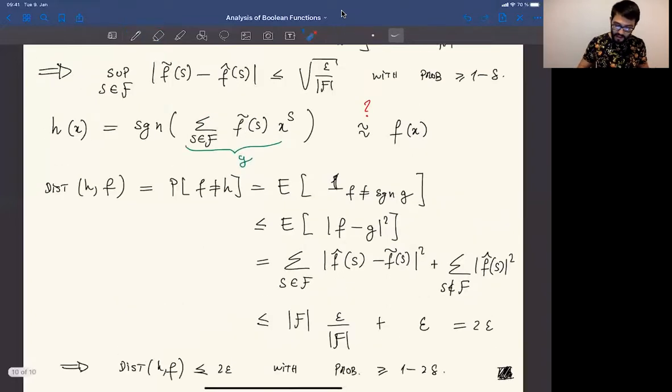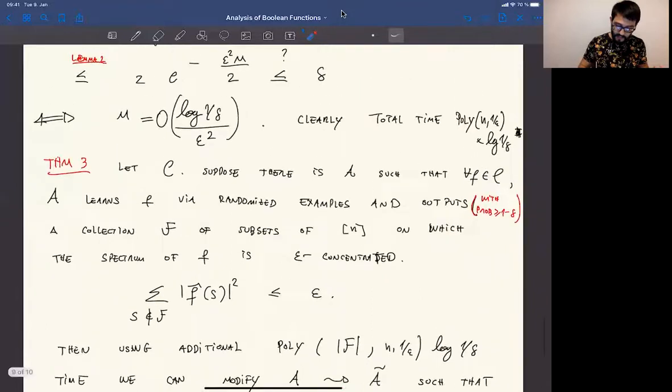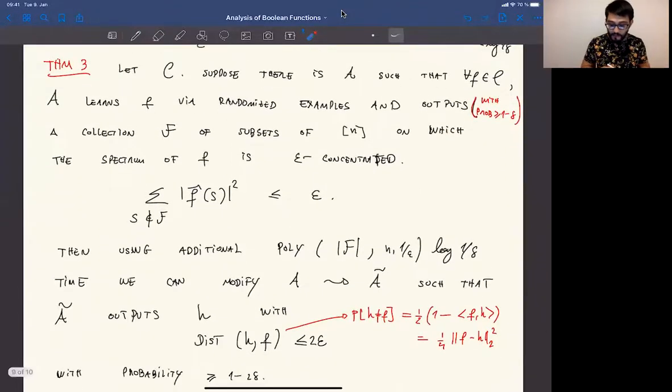So what this is saying is that if I have a randomized algorithm that can learn where the Fourier coefficients of a function are concentrated, then I can come up with a good approximation just by spending some extra polynomial time. So the whole business of learning a class can now be reduced to learning where the function is concentrated. Okay.